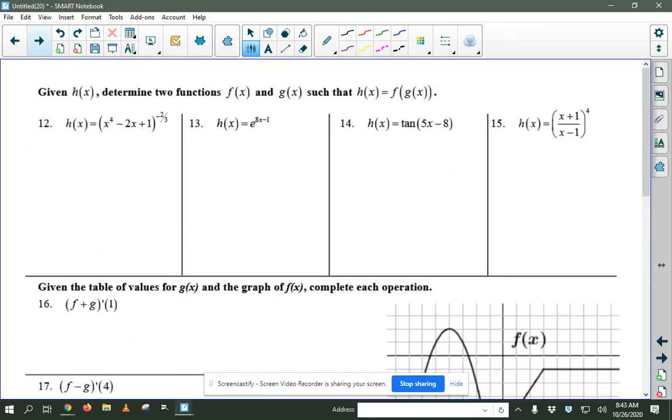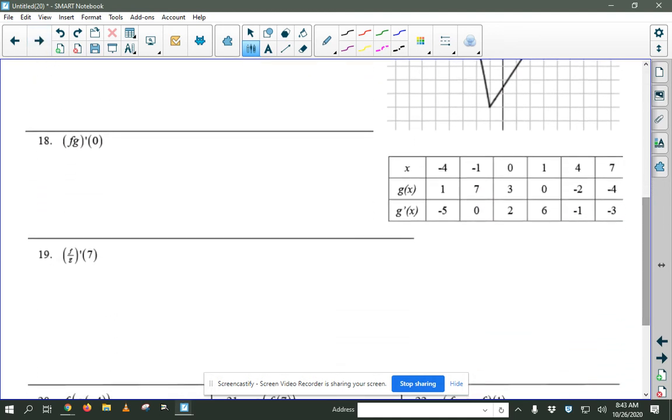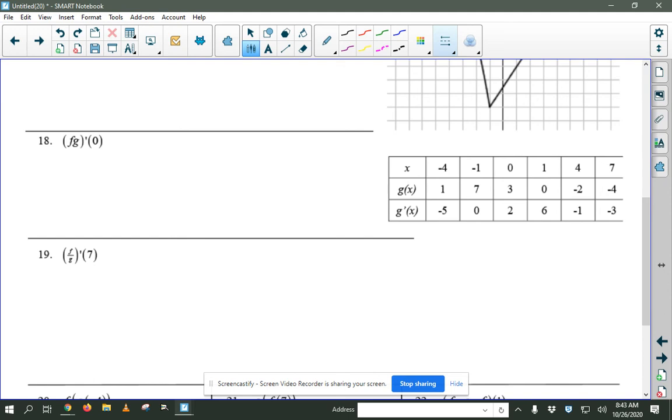All right, let's flip this over on the back. I want to run through a table and graph problem. So let's take a look at 18. And in 18, I have f times g prime of 0. And remember that this right here is a product. So this is not a chain rule. I'm sorry, this is not a composite function. I'm ahead of myself. This is not a composite function. This is a product. So when I go to set this up, I need to use the product rule, okay?